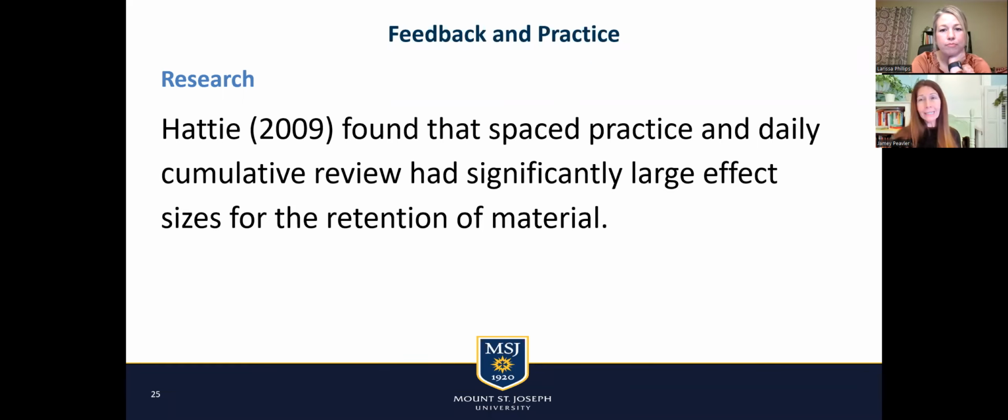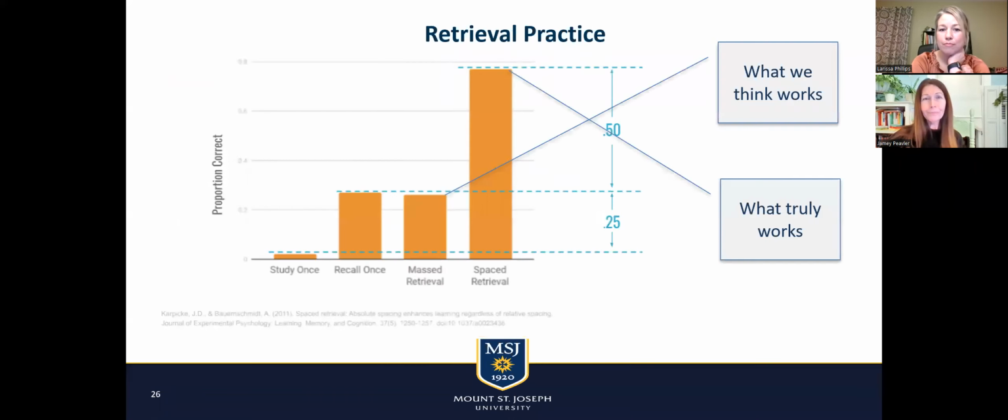Whereas spaced practice is, I'm going to practice that thing today, and I'm going to go away from it, and I'm going to practice it later. And I'm going to go away a little longer than I did the first time, and I'm going to practice it again. And what's interesting about spaced practice is we don't often feel like we've learned it as well, but it's actually more effective in being retained longer. In fact, here's what researchers have found about the difference between spaced and massed. So oftentimes what we think works is not actually what does work.